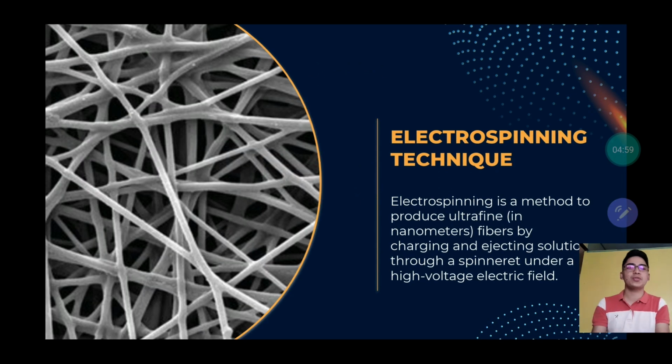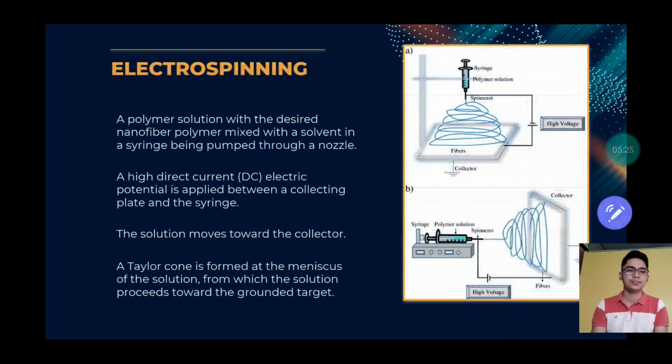So what is the electrospinning technique? Electrospinning is a method to produce ultra-fine fibers, in nanometers, by charging and ejecting a solution through a spinneret under a high voltage electric field. Basically, the electrospinning technique uses a high voltage electric field in order to create nanofibers. And these nanofibers are used to produce or fabricate nanopolymers.